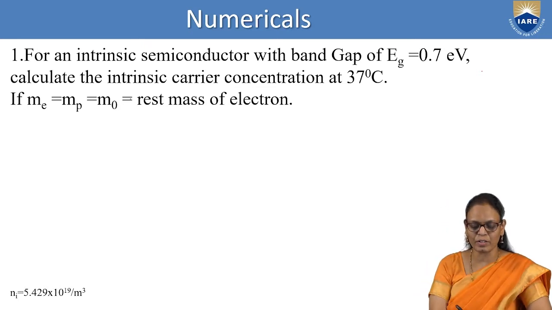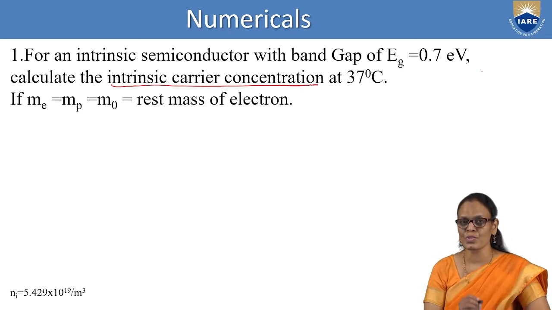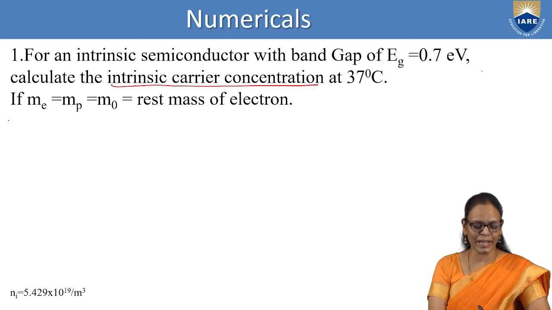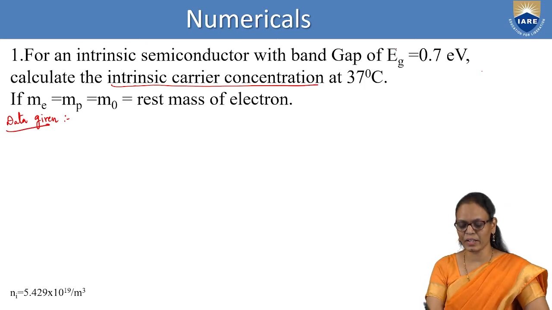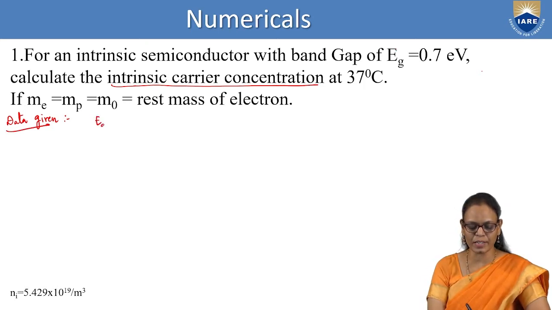So what we have to calculate here is the intrinsic carrier concentration. First, let us write the data given. What is the data that is given and what we have to find? What is the data given? Eg is equal to 0.7 electron volt.